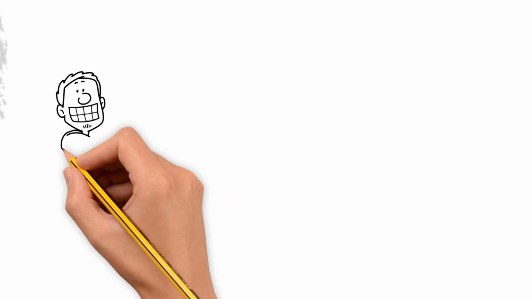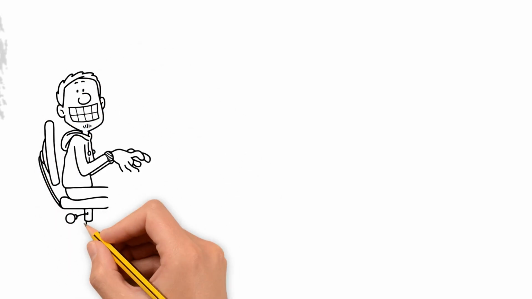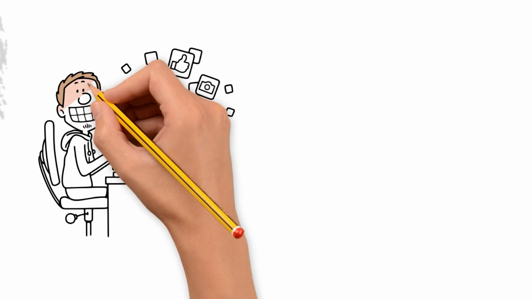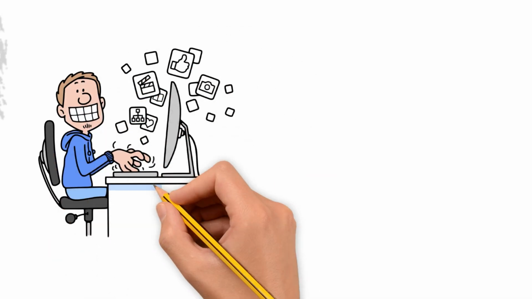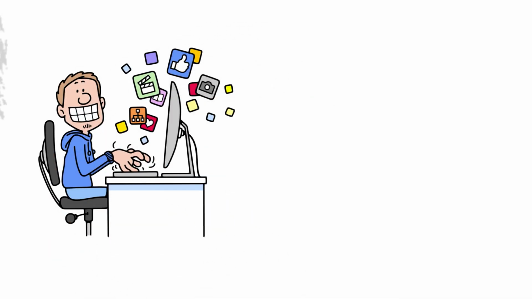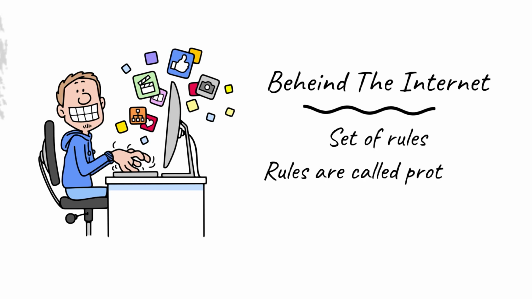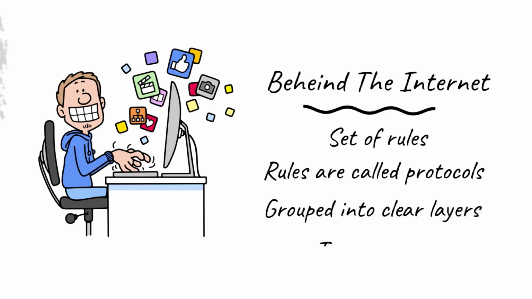Ever wondered what really happens behind the scenes when you browse the internet? How does a simple click bring websites, videos, and messages right to your screen in seconds? Behind every web page and every message you send, there's an organized system, a set of rules that computers around the world follow. These rules are called protocols, and they're grouped into clear layers, known as the TCP/IP model.